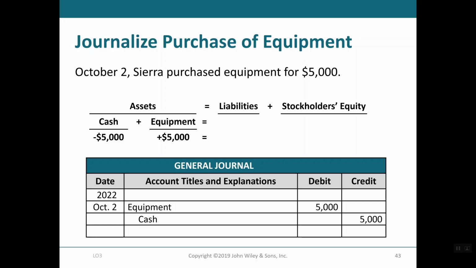October 2nd, Sierra purchased equipment for 5,000. All right, so we purchased equipment. That means we are buying. Cash is decreasing and equipment is increasing. So we have an increase in assets, which is a debit, the equipment, 5,000. And the decrease in the asset, which is cash, we have a credit. So for every debit entry, we also here have a corresponding credit entry. Okay, so equipment increased and our cash decreased.